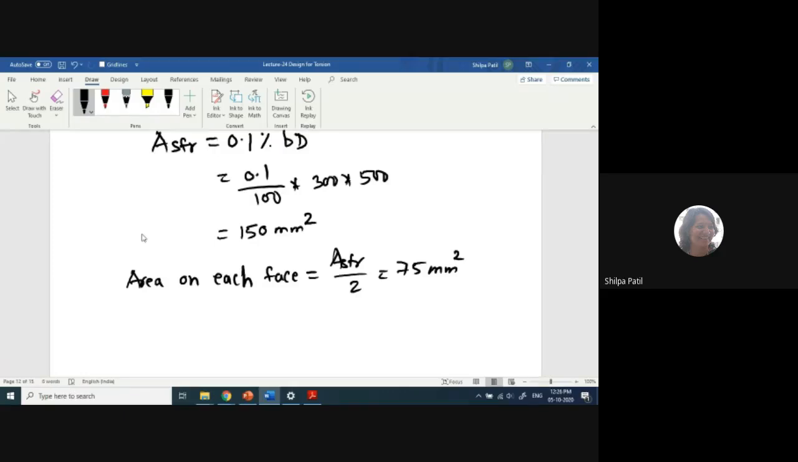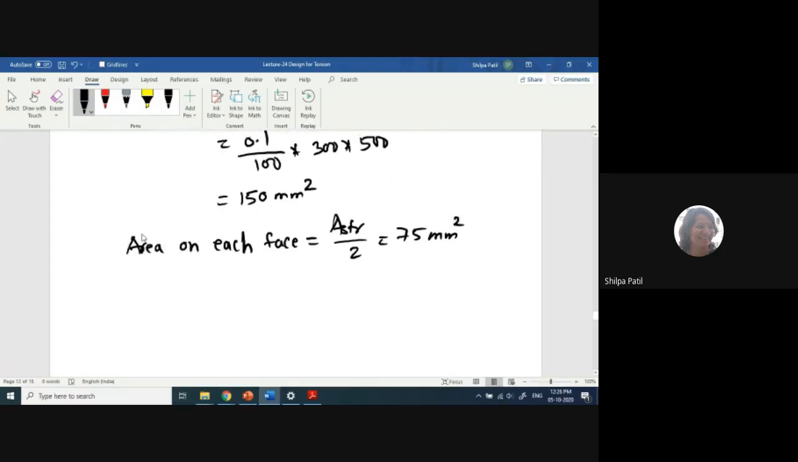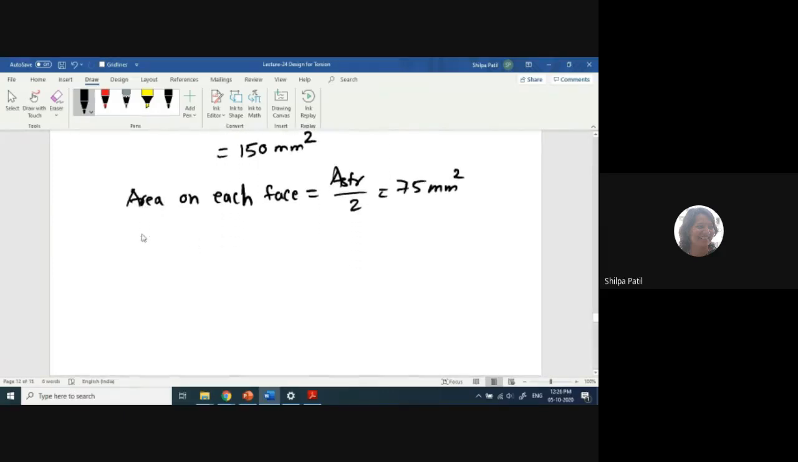So if 75 mm square is the area, we have to find out the bar diameter now. We have to assume the bar diameter. If we consider bar diameter as 8 mm, what is the area of a single bar? Pi d square by 4. Assuming d as 8. Tell me the value. 50.26. So that is not sufficient.